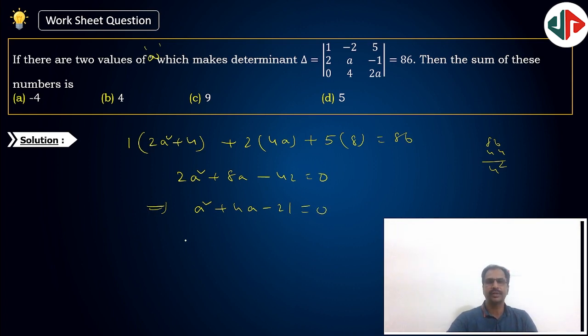There are two values for a. I will find the sum of the two numbers. Let us say those two numbers are a1 and a2. And this is a quadratic equation. Indirectly, the question is finding the sum of the roots. What is the sum of roots of a quadratic equation? Minus b by a. So the answer is minus 4. Option A.